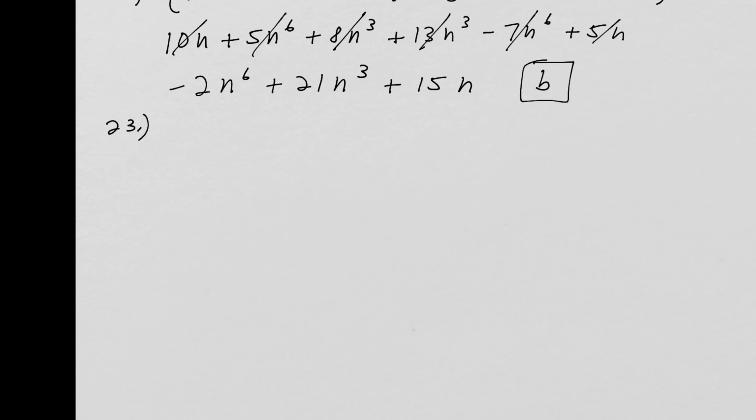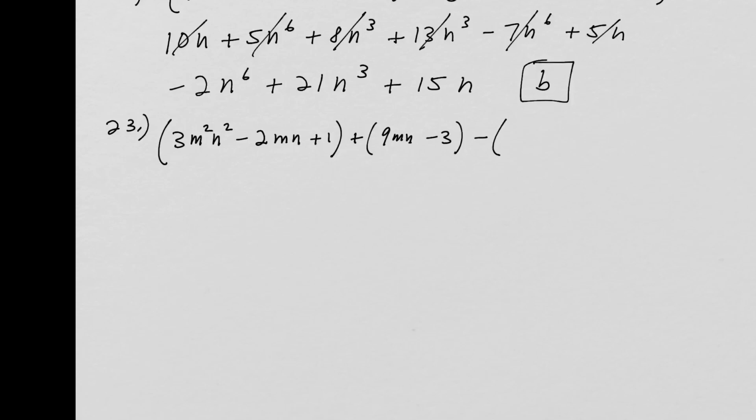So now we're sort of like adding and subtracting polynomials, right? So I have 3m squared n squared minus 2mn plus 1. Then I'm adding 9mn minus 3, and then I'm subtracting 4m squared n squared minus 30.